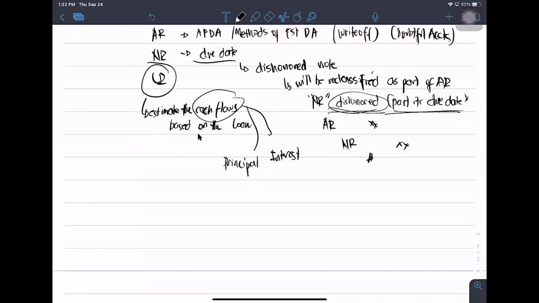Now, our problem for LR is that in case there is an impairment, what should we apply? Under LR, we have two impairment models: the impairment model under PAS 39 and the impairment model under PFRS 9. So what is the impairment model under PAS 39? The impairment model under PAS 39 is known as the incurred loss model.